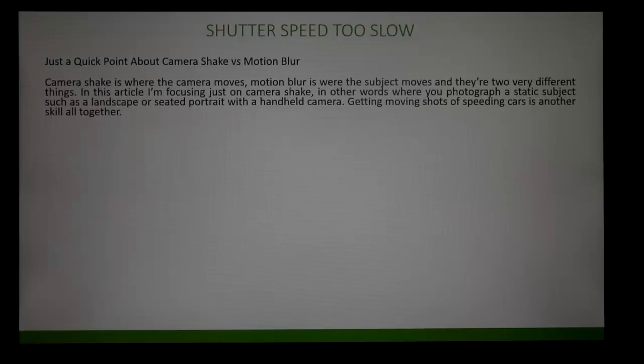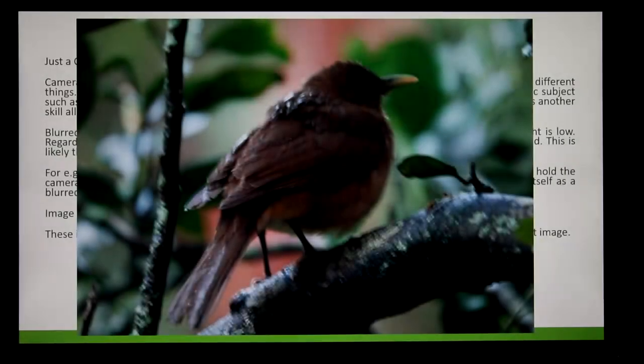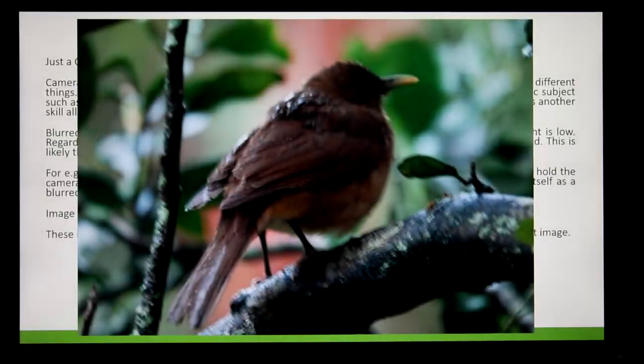Shutter speed too slow. Just a quick point about camera shake versus motion blur. Camera shake is where the camera moves. Motion blur is where the subject moves, and they're two very different things. In this article, I'm focusing just on camera shake. In other words, where you photograph a static subject such as a landscape or seated portrait with a handheld camera. Getting moving shots of speeding cars is another skill altogether.